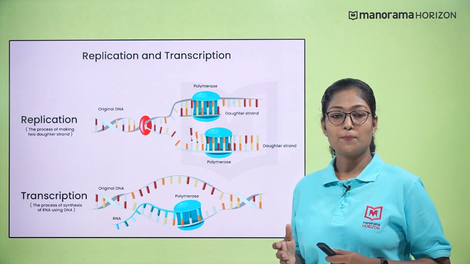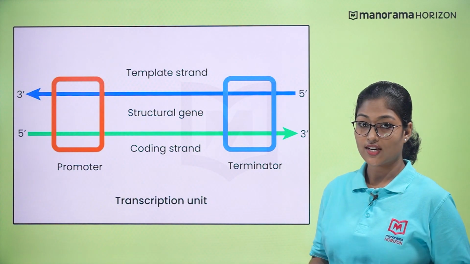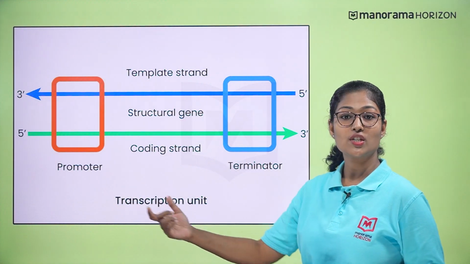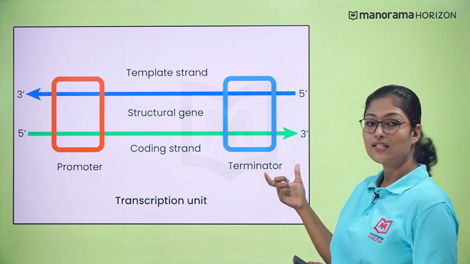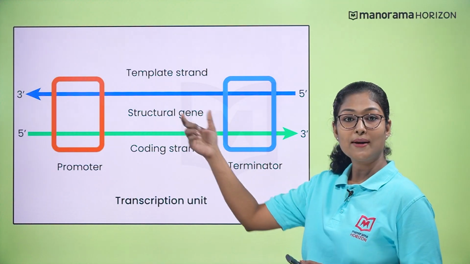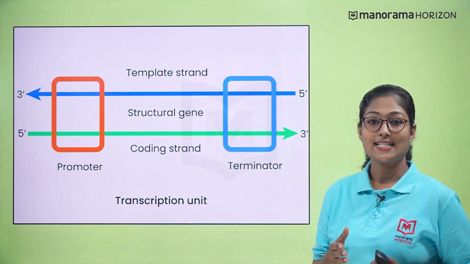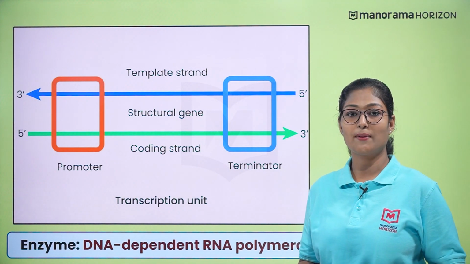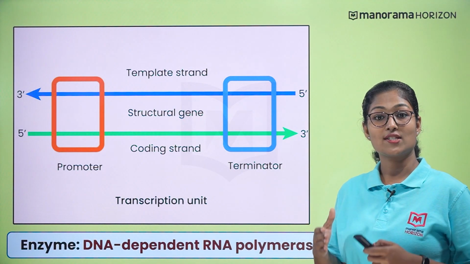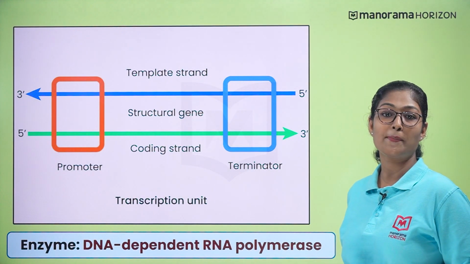So, for the process to be done, we have a transcription unit, which consists of a promoter region or a promoter sequence, a structural gene, and a terminator. It has a template strand with polarity 3' to 5', and it is a non-coding strand. The transcription process is catalyzed by the enzyme DNA-dependent RNA polymerase.